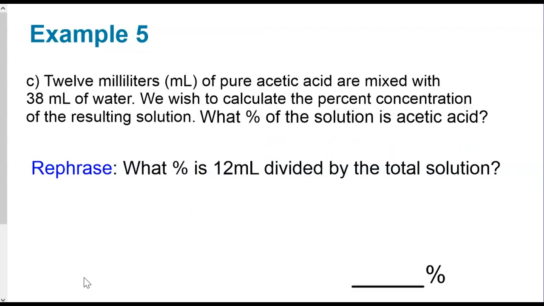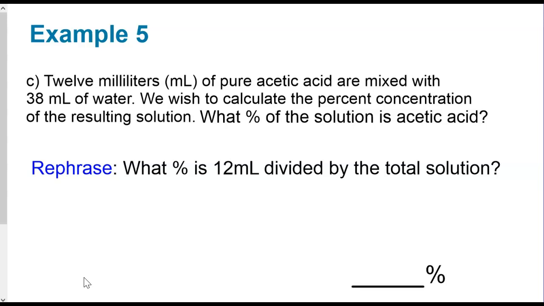So the next problem is from the health sciences, and it's a little bit more complicated. I want you to read the problem along with me. 12 milliliters of acetic acid, basically vinegar, are mixed with 38 milliliters of water. They want to calculate the percentage concentration of the resulting solution, so the two of them together. The question is, what percent of the solution is acetic acid?